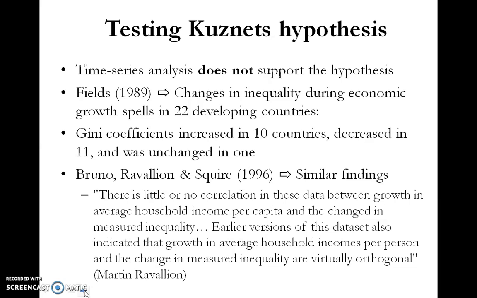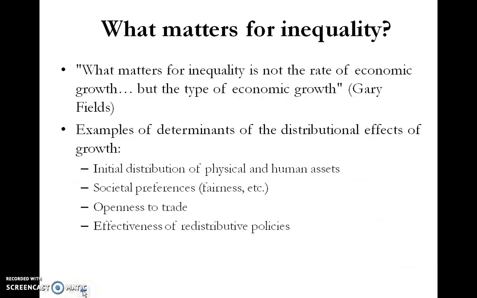Fields looked at changes in equality during economic growth spells in 22 different countries. And he found mixed results. He found in 10 countries the Gini coefficient increased with growth. In another 11 it decreased, and one country was unchanged. Bruno, Ravallion and Squire found similar findings. So in totality, their papers did not support Kuznets' hypothesis.